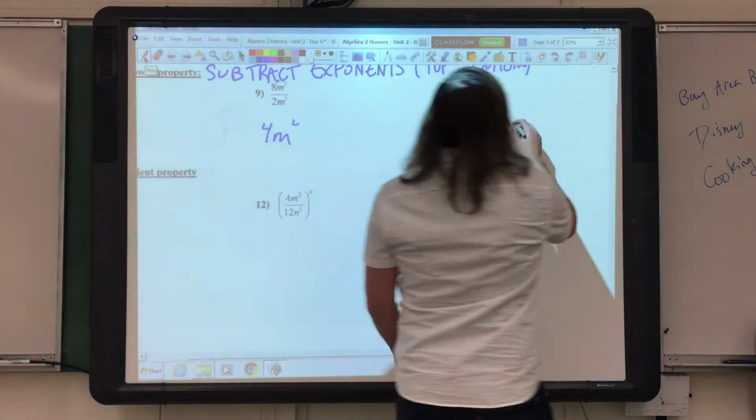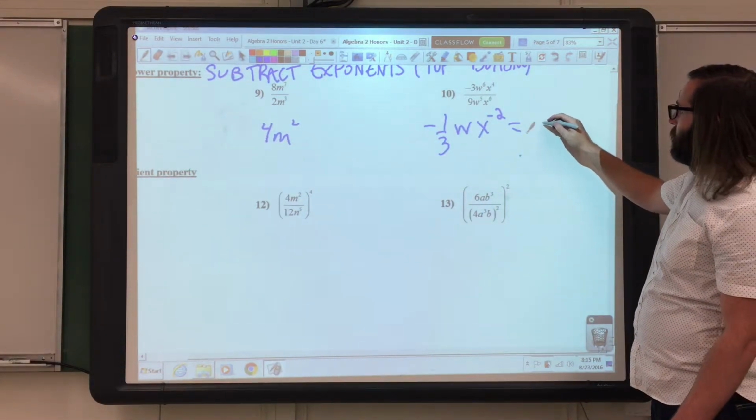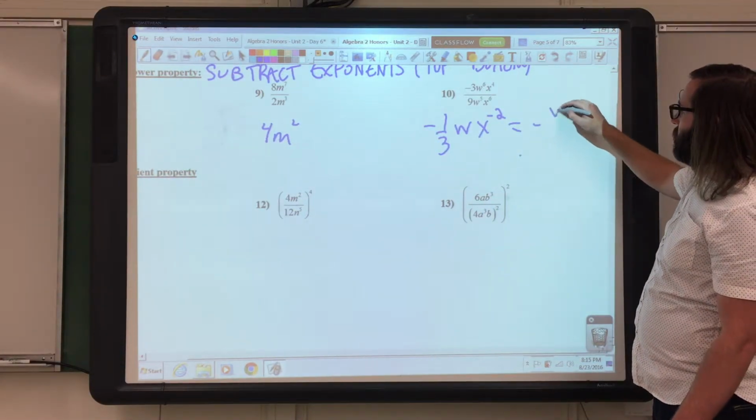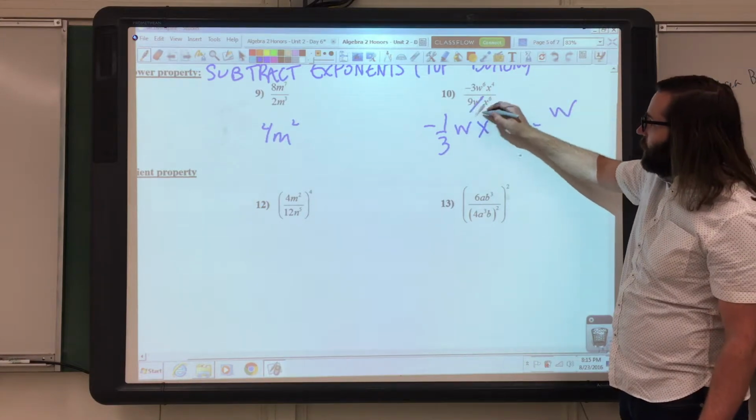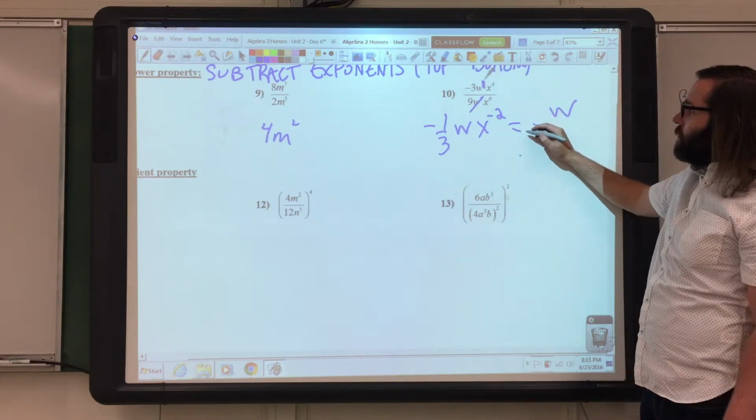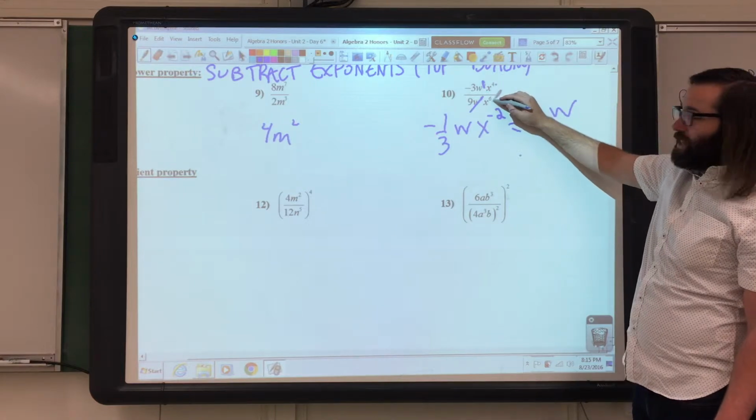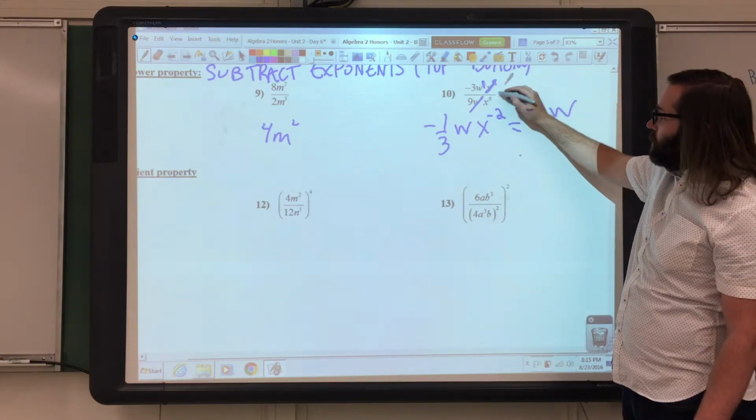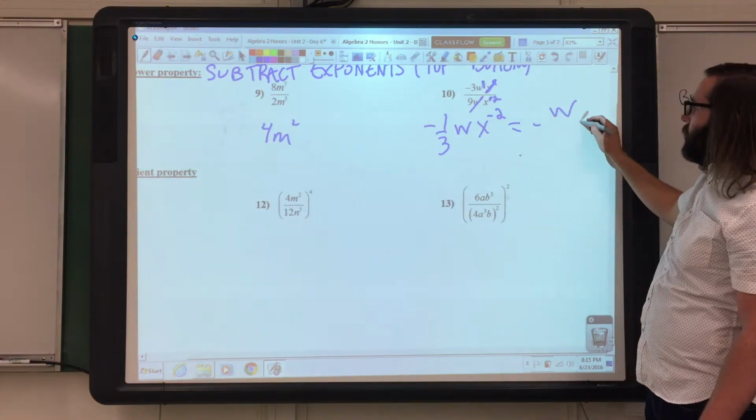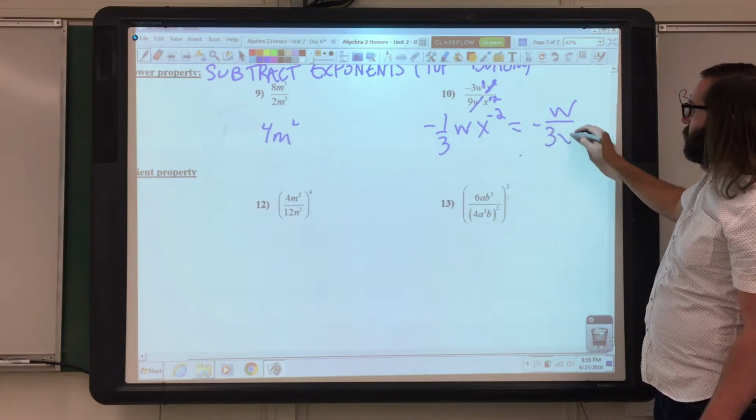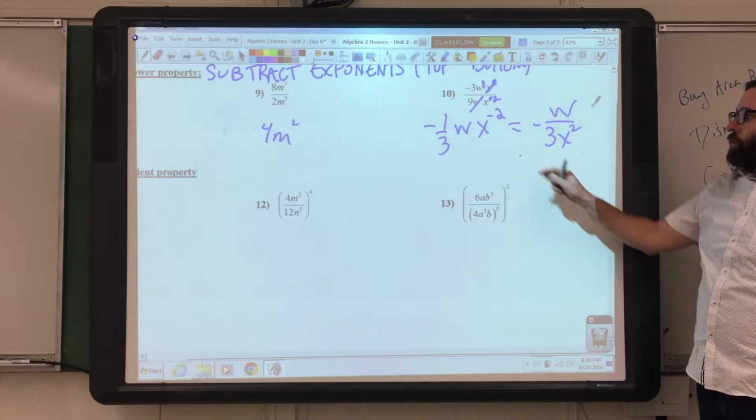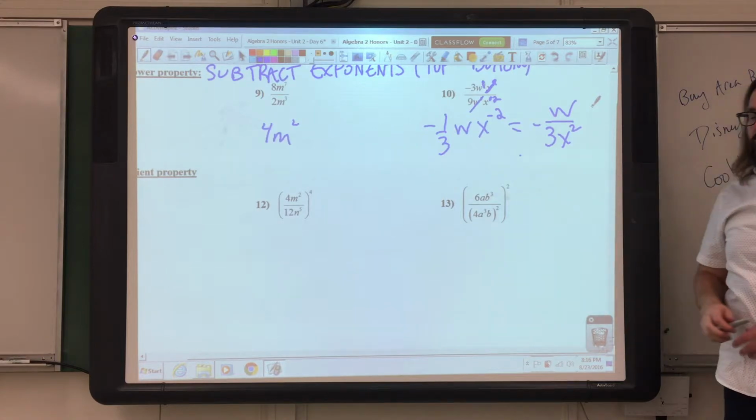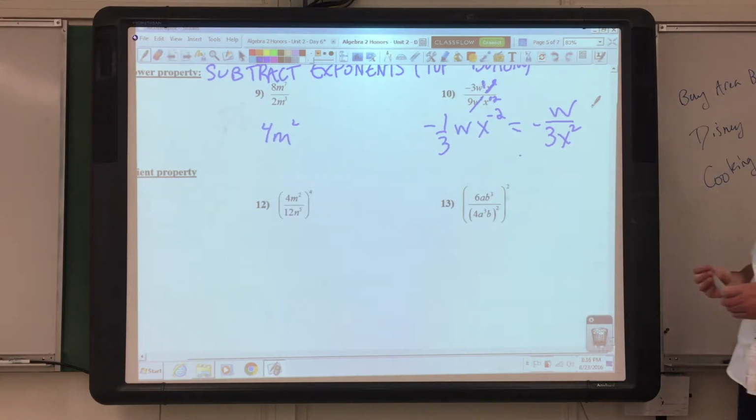Another way of writing this is negative W up top. That's canceled out. That's canceled out. Since this 6 is bigger, this cancels out, and you're left with 2 of these down here. You got your 3. These are both the same thing, just different ways of writing them.